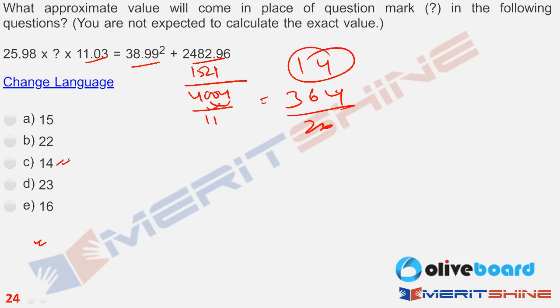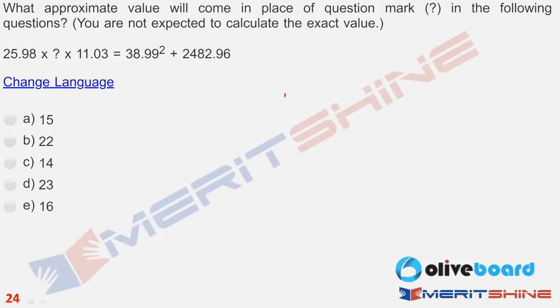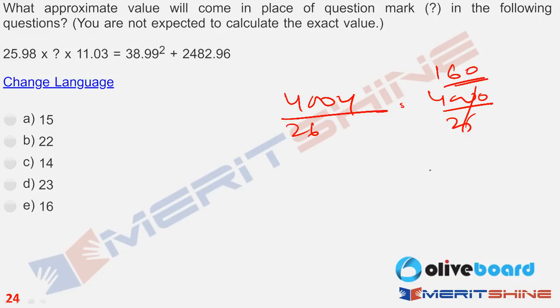There could be another way. This is the 4004 we got. You would have thought about dividing by 26. 26 will not go exact. I can approximate it as 4000 and then approximate 26 as 25. So what do I get here? 4000 divided by 25 gives me 160. But my answer, I'm sure, will be below 160 because this should have been divided by 26. This is approximation, right? So this 160 now has to be divided by 11.